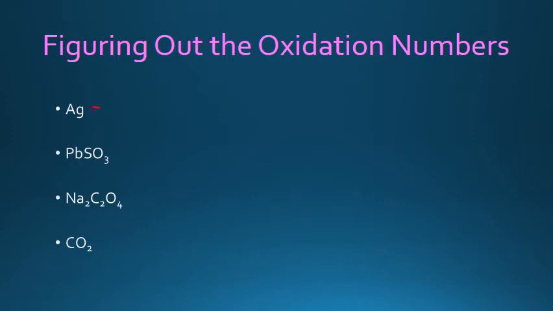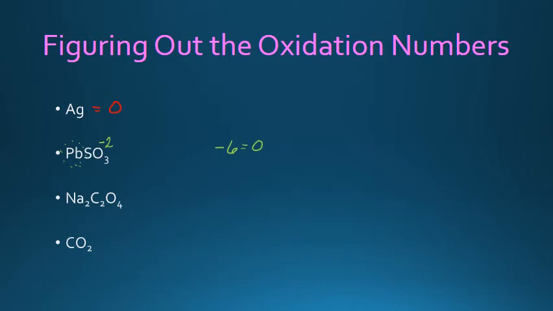Well, if you said silver is equal to 0 because it's in its natural uncombined state, you're right. Good job. Now let's figure out the oxidation number of lead, sulfur, and oxygen. Oxygen is always going to be negative 2 unless it's a peroxide, so that means this part of the molecule is negative 6 and it's got to equal 0. Lead is a monoatomic ion, but we don't know it. It's got to be the same as its charge, right?